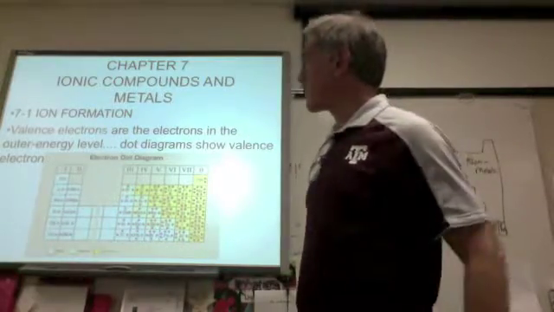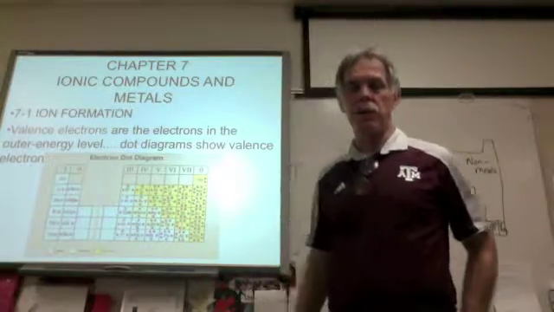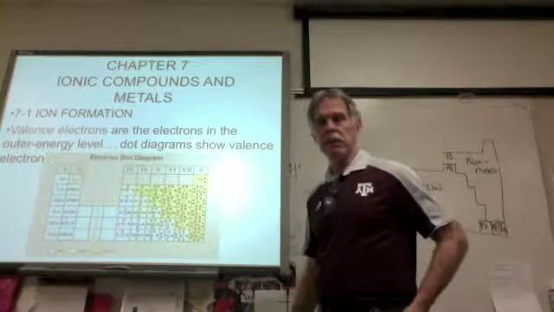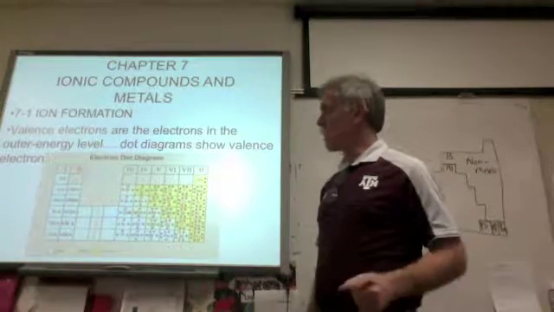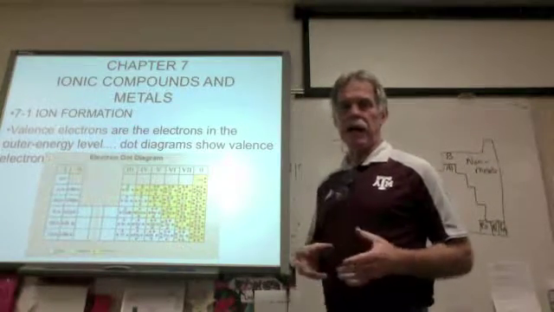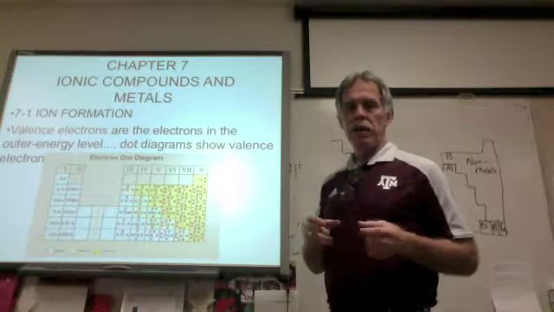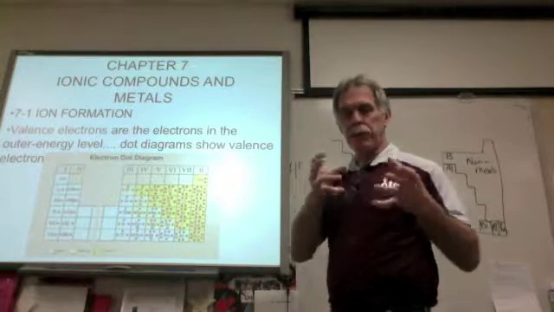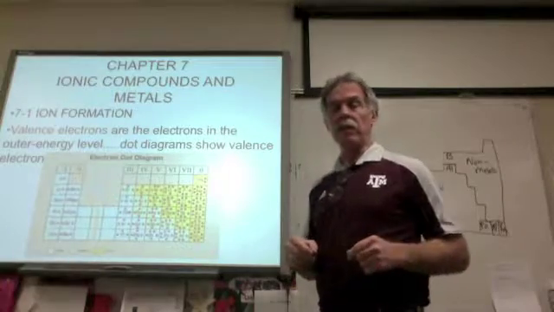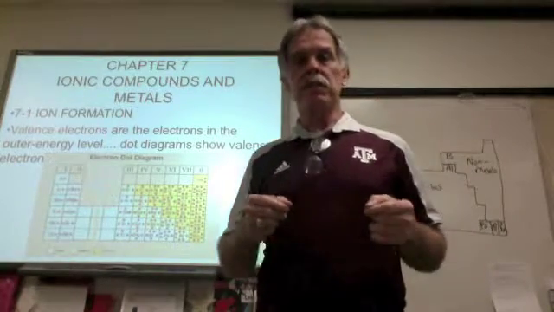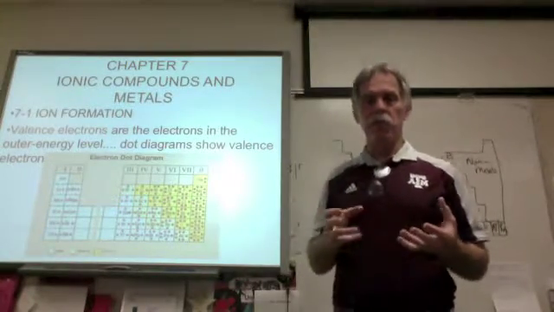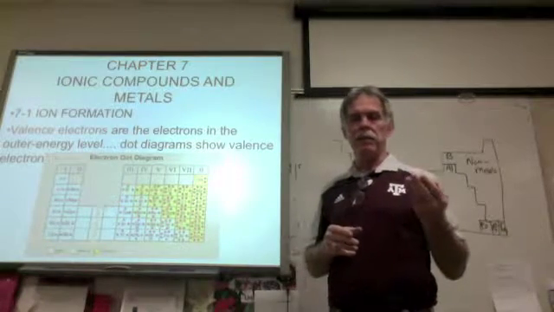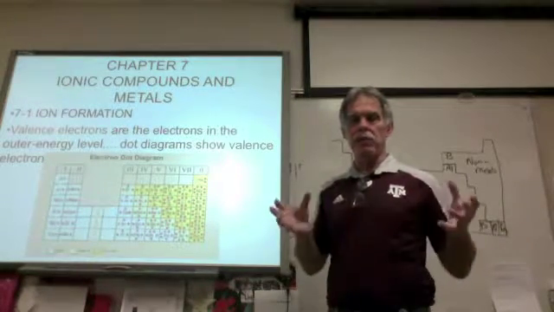One of the things that we need to be able to do is, if we look at the Chapter 7 PowerPoint A, we're going to use part of that for this video short, and that would be dot diagrams. Dot diagrams are the representation, a picture, a snapshot that tells us the valence shell electrons. It's an important term to know. The valence shell electrons are the outer shell.